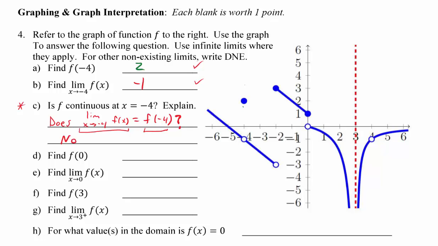Part D, find f of 0. So at x equals 0, our point is defined up here. There's a hole down below. We want to know where is the actual point, and the answer is at 1.